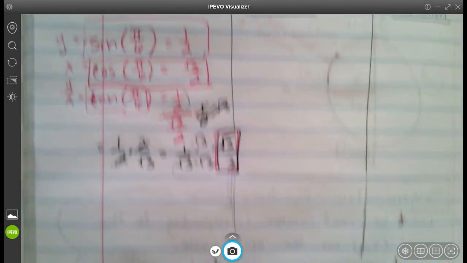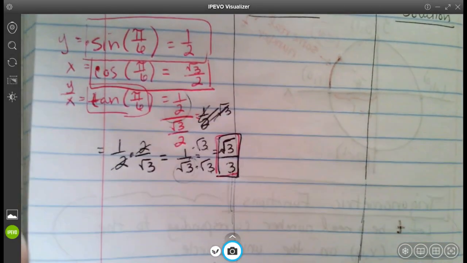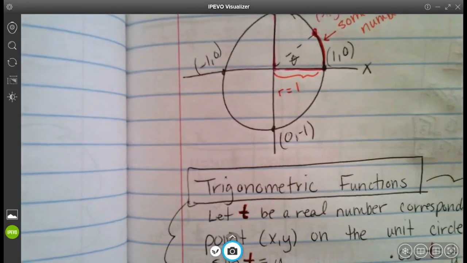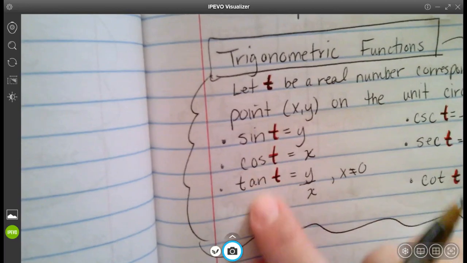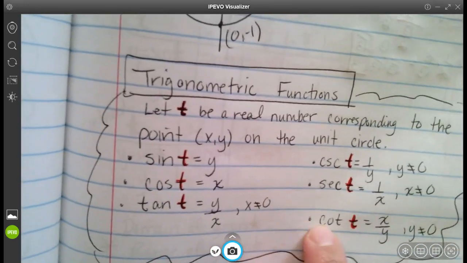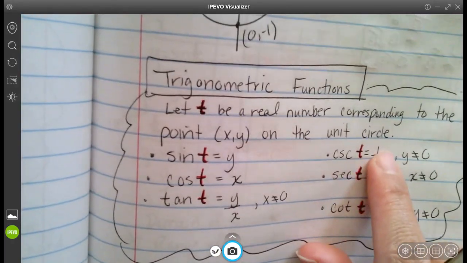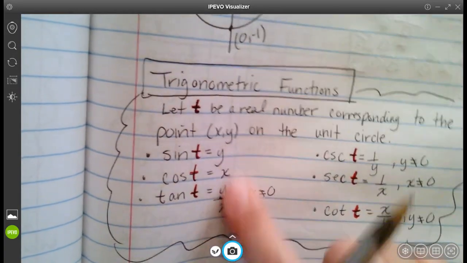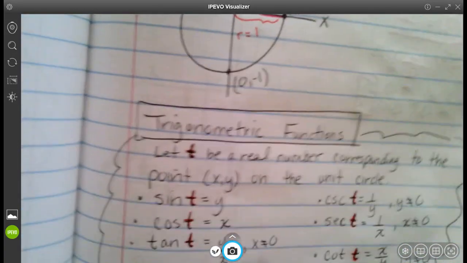Okay, so that's the first three. Now we're going to do, because there's 6 of them, right? Remember, there are 6 trig functions. We did the first 3, sine, cosine, tangent. Now we have to do cosecant, secant, and cotangent, which are just the flipped versions of these ones. So all I got to do is flip them.